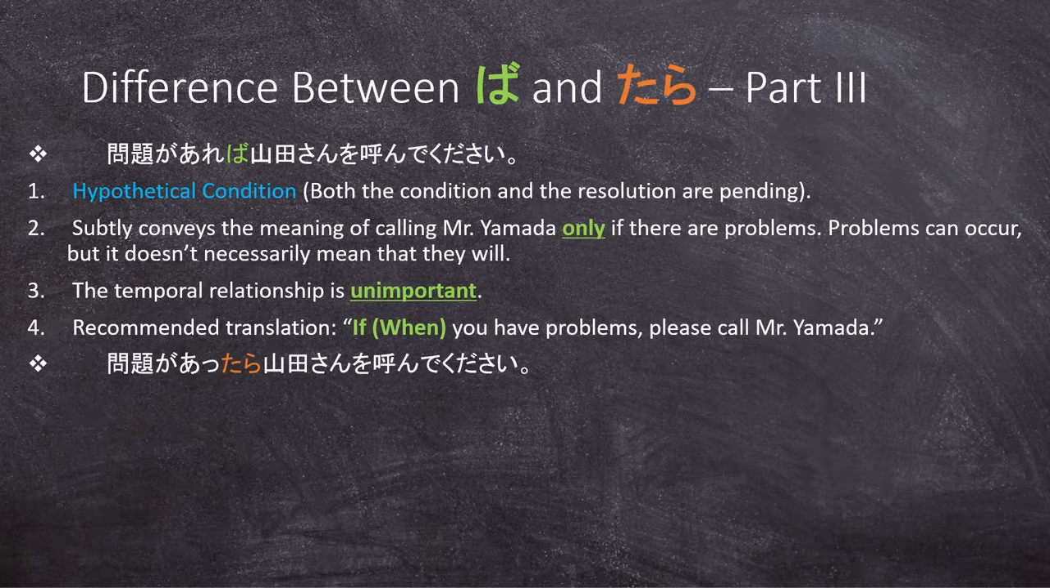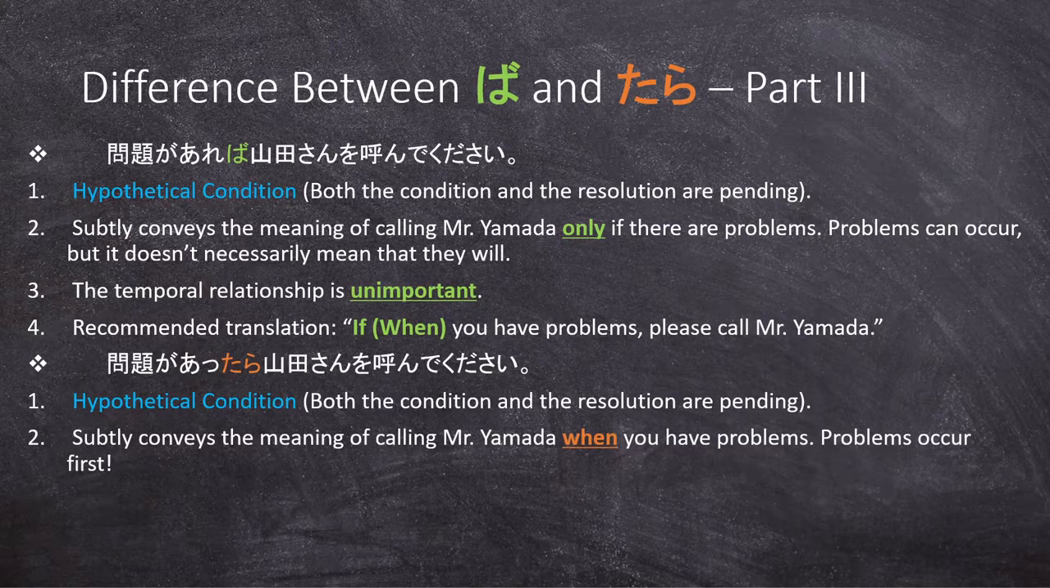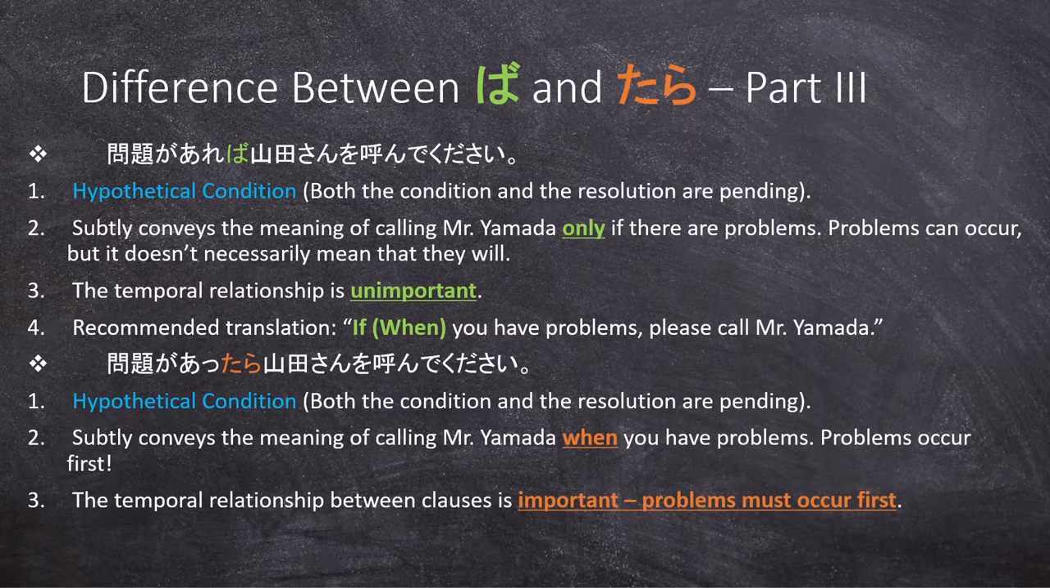Now, let's turn our attention to the second sentence that uses tara as a conditional. Once again, we have the hypothetical condition that does not change. However, there is a difference here. Because this sentence subtly conveys the meaning of calling Mr. Yamada when you have problems, meaning that the problems need to occur first in order for Mr. Yamada to be called. So we have that time sequence here, and that is why the temporal relationship here is of crucial importance, because the problems must occur first in order for Mr.